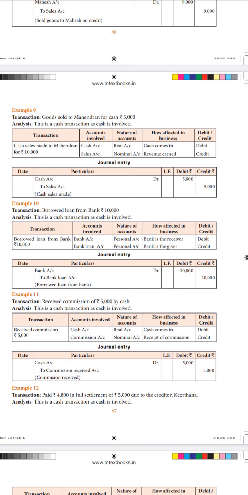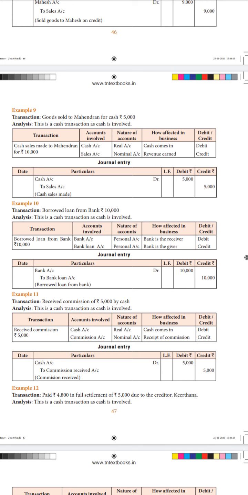Now cash account, as we all know, is a real account in nature. As per the real account rule, whenever cash comes in we have to debit, which means debit what comes in, credit what goes out. We first check whether the cash comes in or goes out. When we make a sale, you will receive cash, right? Which means cash is coming into the business. So here cash comes in, so it has to be debited as per the rule.